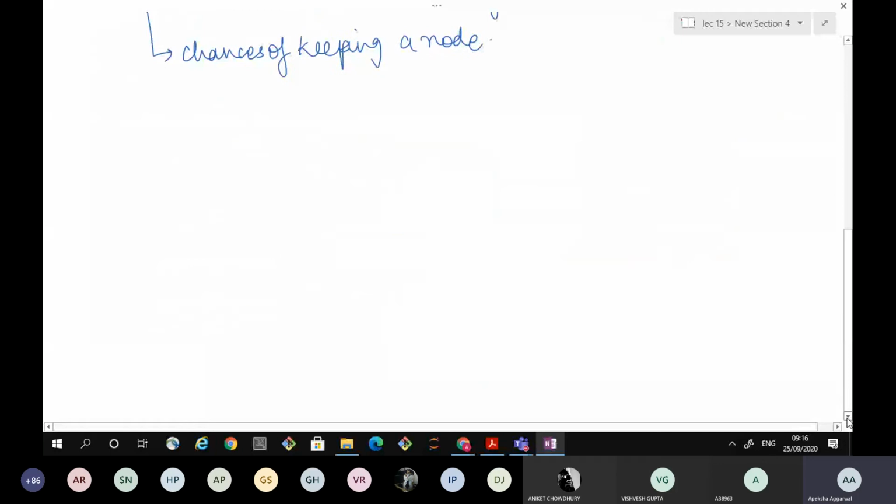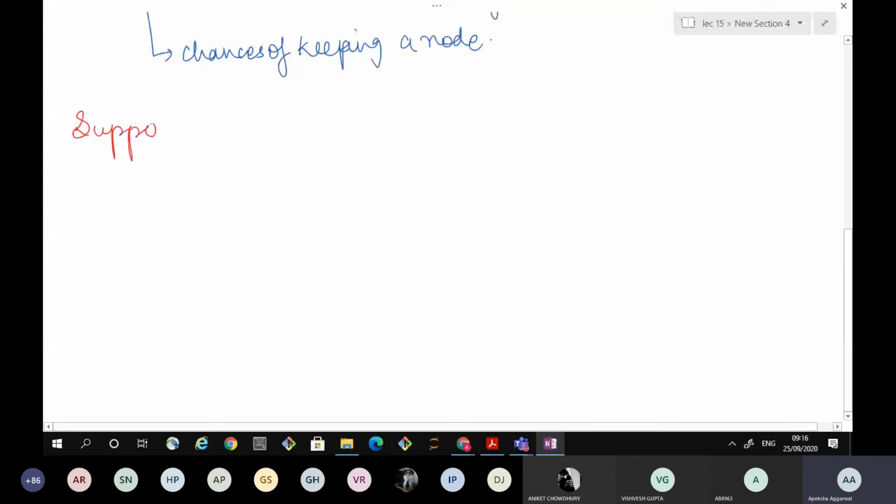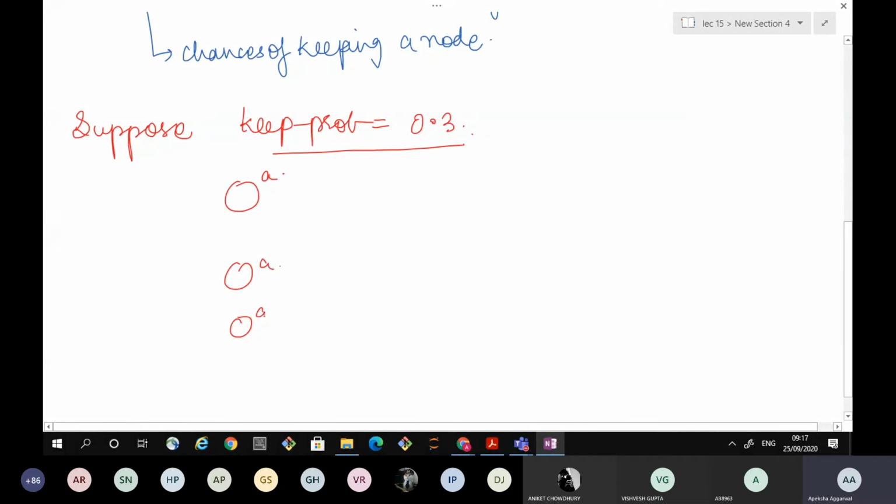Now let us have a look at, suppose, keep probability 0.2 or 0.3, something like that. Suppose I'm setting keep probability equal to 0.3. What does this mean? First of all, for each and every neuron, we calculate some activation value, for this one, for this one, and then for the final node we calculate for this.